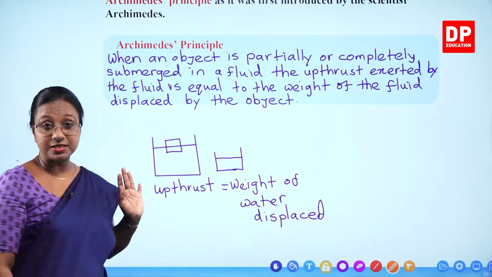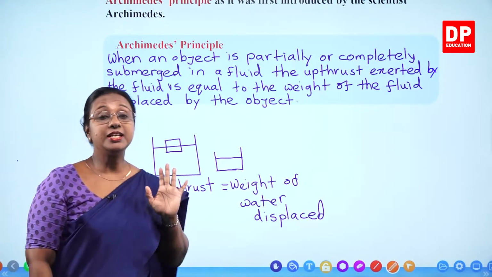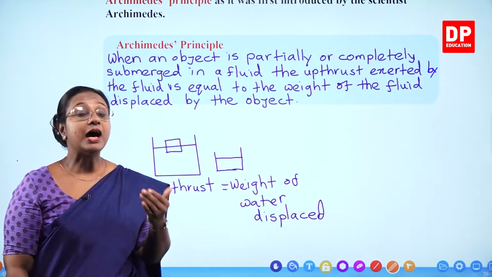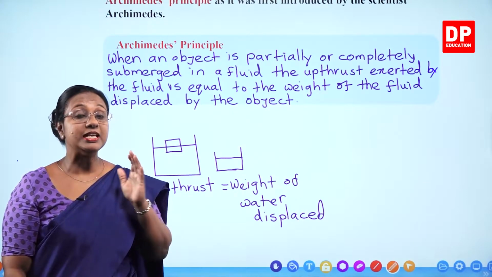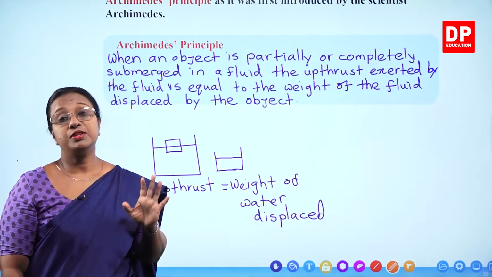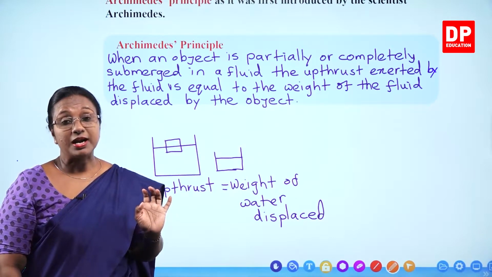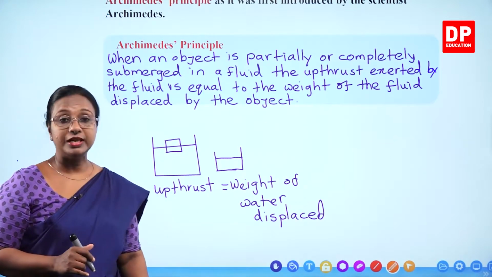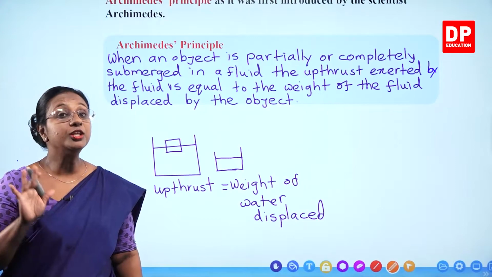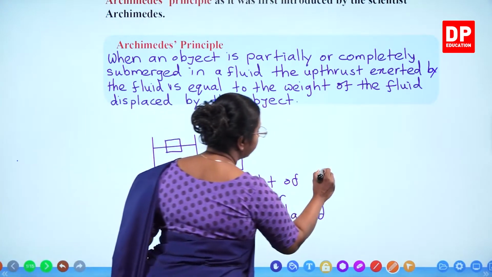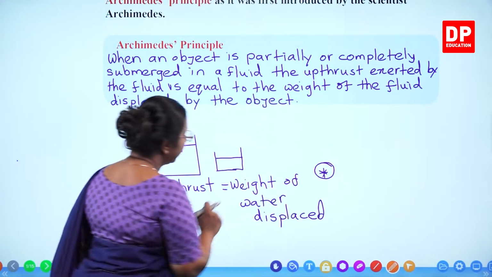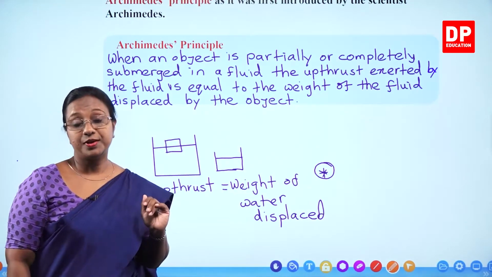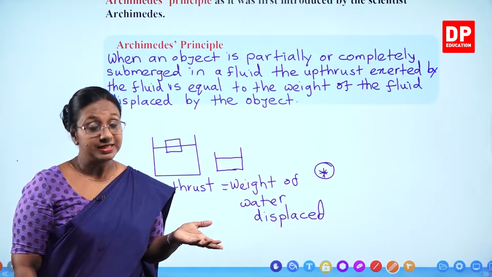You all have to remember this principle, students. When an object is partially or fully submerged in a fluid, the upthrust exerted by the fluid is equal to the weight of the fluid displaced by the object. You all have to remember, students, it is the weight of the fluid that is displaced, not the volume. It is the weight of the fluid. Because weight is what we get in newtons and that is equal to upthrust. Both are forces. Is that clear to you?